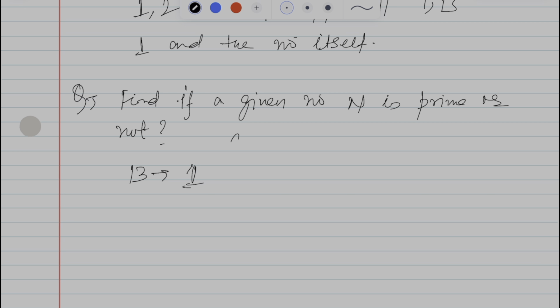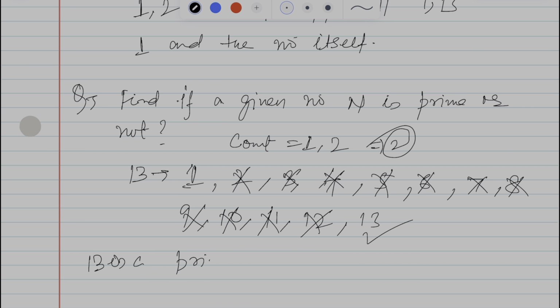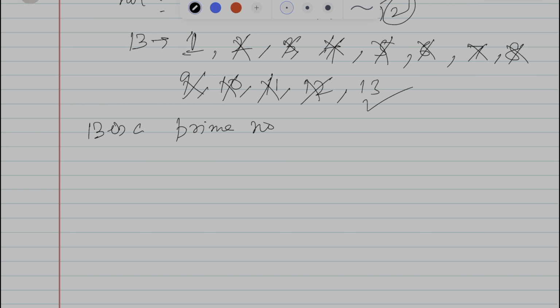Now we will say 2. No, 2 is not a factor. 3 is also not a factor. Then we move to 4. 4 is also not a factor. Then 5, 6, and 7 are also not factors. Similarly, 8, 9, 10, 11, 12, all of these are not factors. Then we move to 13. Yes, 13 is a factor, so the count becomes 2. So the number of factors here is 2, and we can say that 13 is a prime number.